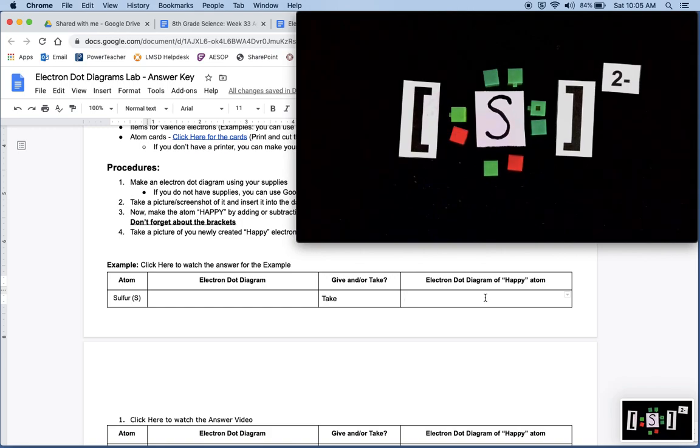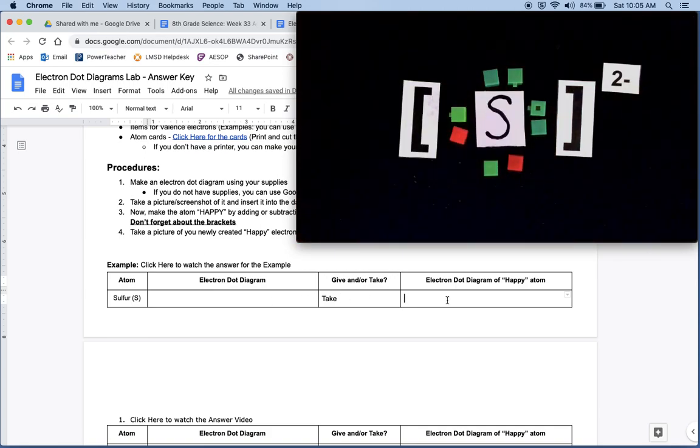Okay, and that's all you're doing for this lab as you go through it. You're just starting with the electron dot diagram, saying if it's a giver or taker, and then making your happy atom. Okay.